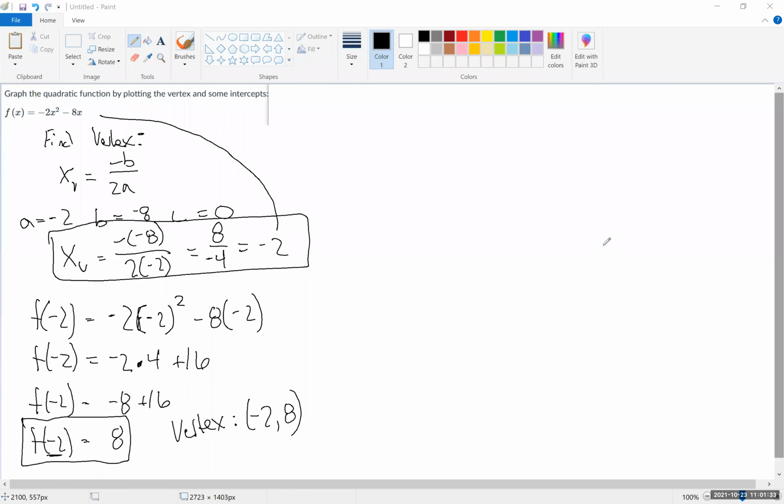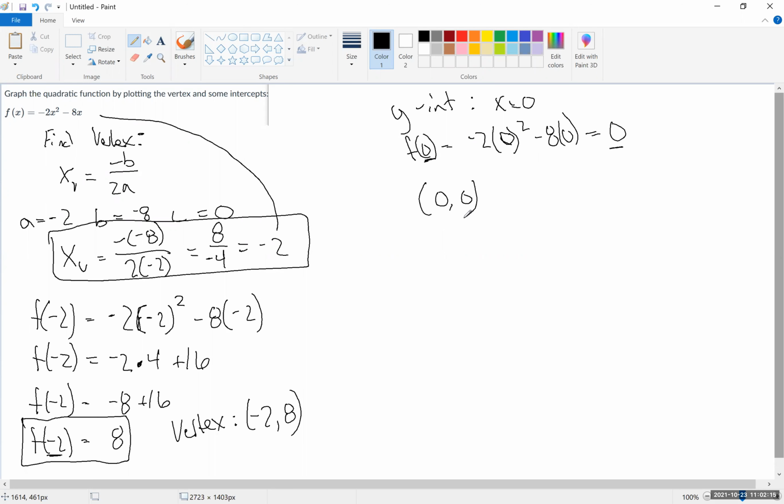All right, so what we're going to find next are our x and y intercepts. Let's start with the x intercepts. Although, you know what? Let's just do the y-intercept, because it goes really fast. The y-intercept happens when x is 0. That means we're finding f of 0. f of 0 is negative 2 times 0 squared minus 8 times 0, which is 0. So the x value is 0 and the y value is 0. The y-intercept is the point 0, 0.